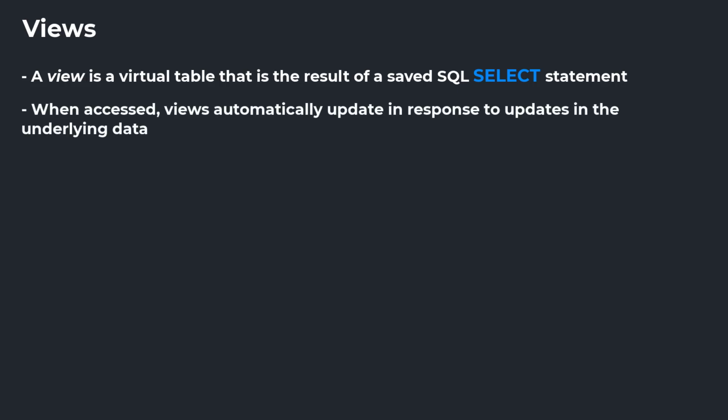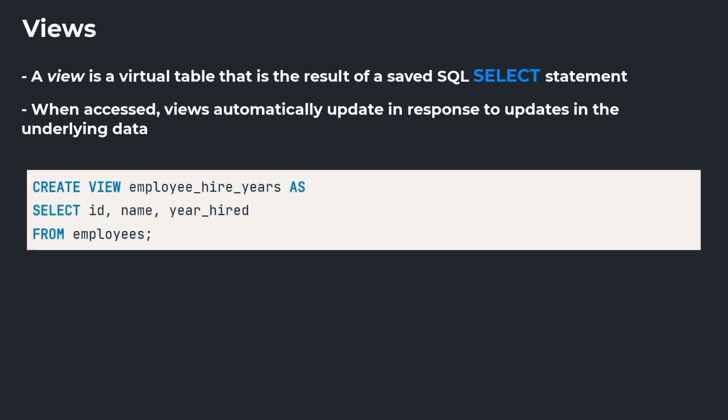A benefit of this is that whenever the view is accessed, it automatically updates the query results to account for any updates to the underlying database. To create a view, we'll add a line of code before the select statement, CREATE VIEW, then the name we'd like for the new view, then the AS keyword to assign the results of the query to the new view name.